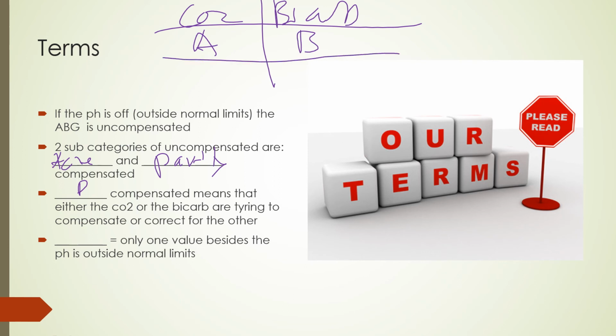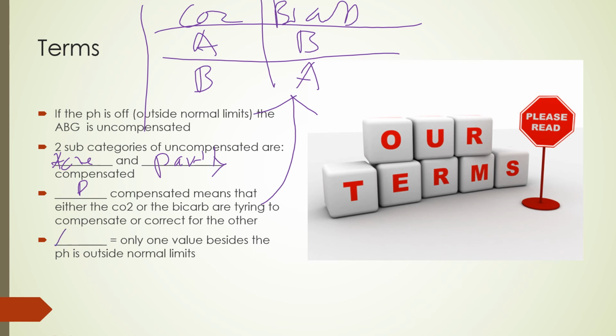If your CO2 is basic, your bicarb would be acidic, right? They're trying to go in opposite directions to account for each other. It's a push-pull relationship. Hey, you're out of balance. Well, I'm going to try to help balance you out. So partially compensated means this situation's going on, but the pH is still outside of normal limits. Okay? So when we're looking at this, that's what a partially compensated gas is.